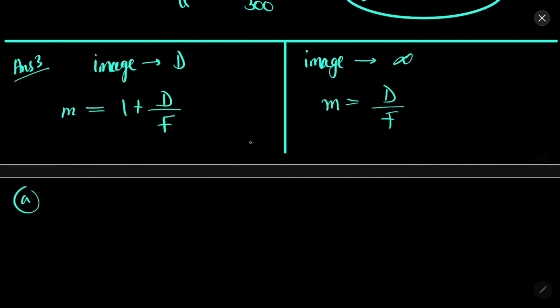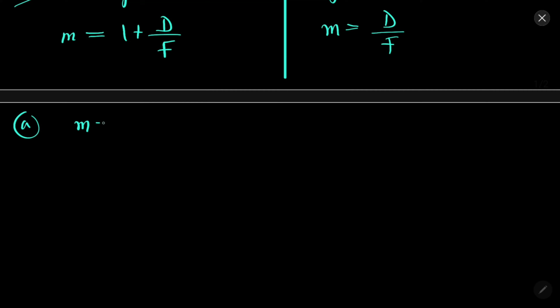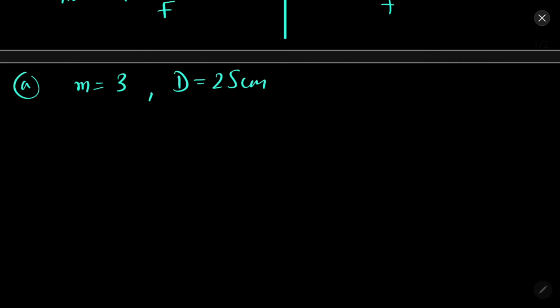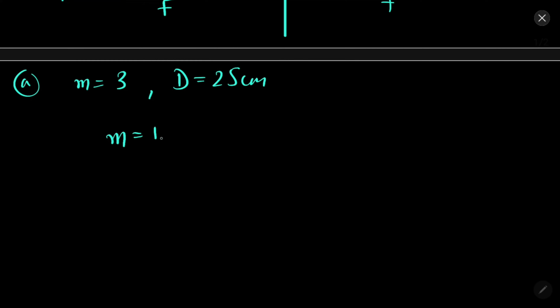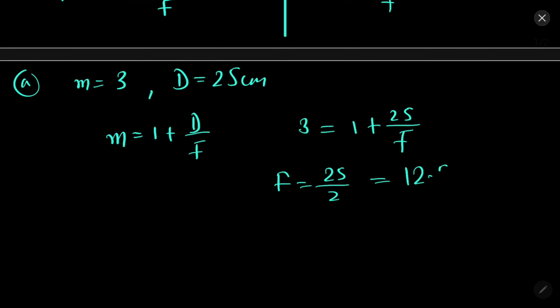So now this will be useful for the solution. Let's start with the first part of the question. What do we have in this question? We have magnification, which is 3 when the image is at 25 centimeter, which means that m equals 1 plus d by f. By this formula we will be able to find the value of f. 3 equals 1 plus 25 over f. So from here f will be 25 over 2, which will give us 12.5 centimeters. So this is the first part.